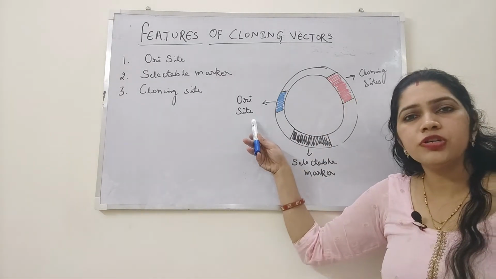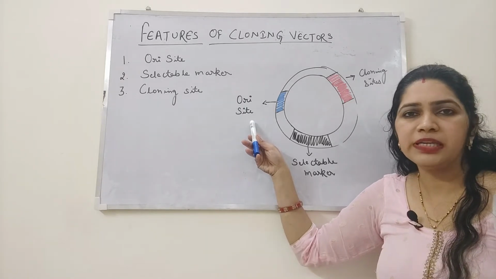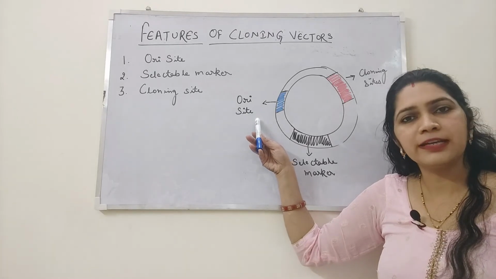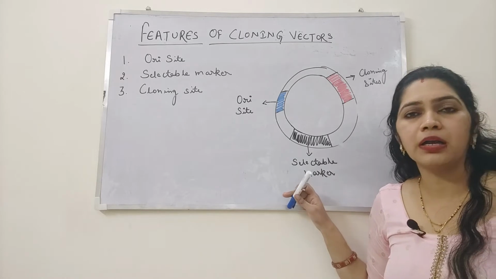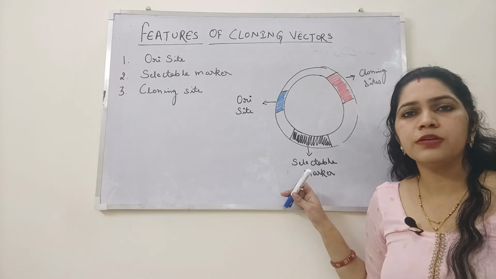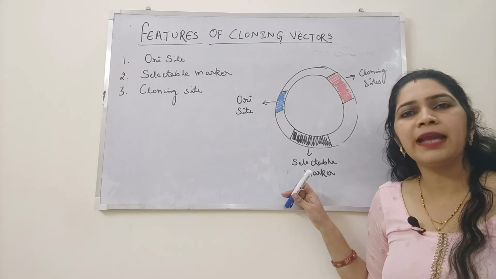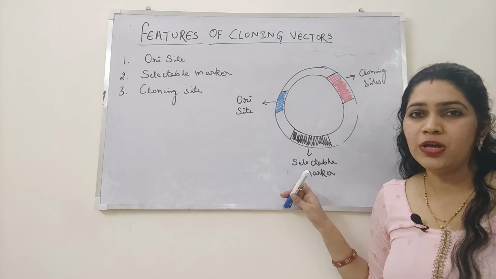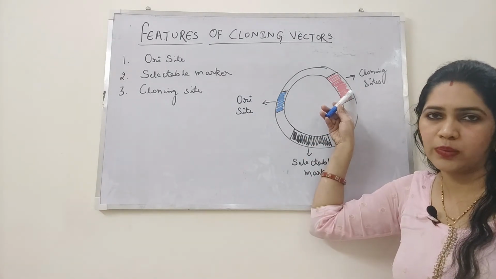Ori sites or origin of replication are those sequences of DNA from where the replication starts, and any piece of DNA when linked to this site can be made to replicate within the host cell. Selectable markers are those sequences of DNA whose expression will help us to identify and eliminate non-transformants from the transformant ones. Now, the question arises, what is the role of cloning site in the cloning vector?